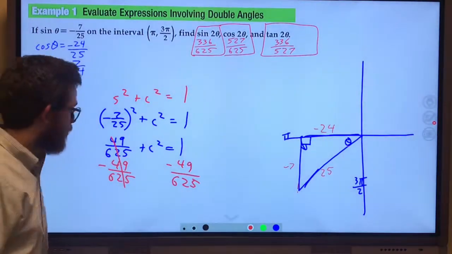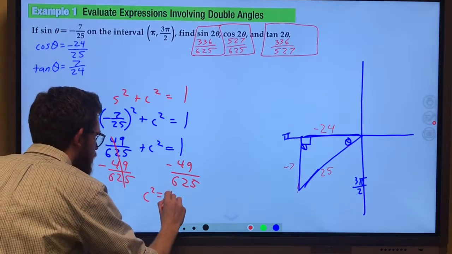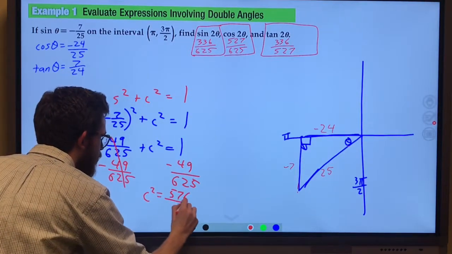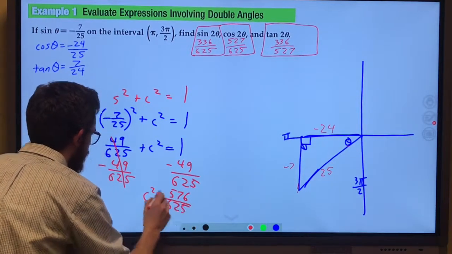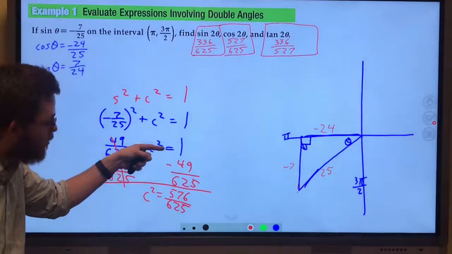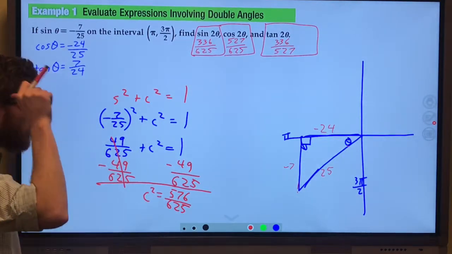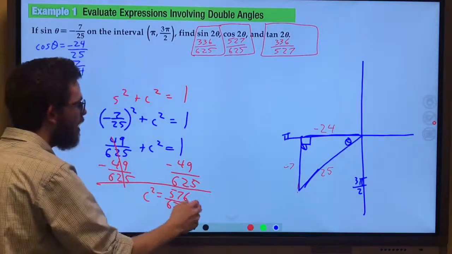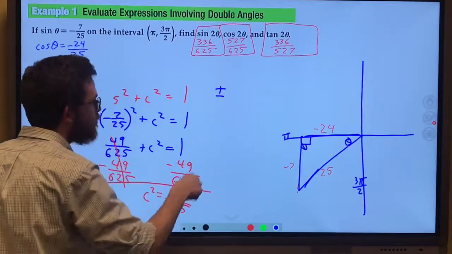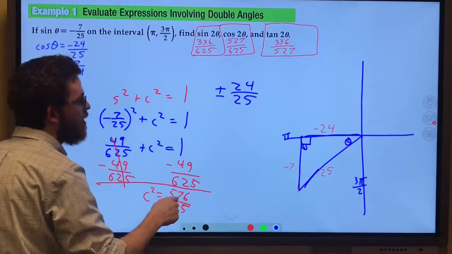All right, we get c squared equals 576 over 625. If you're wondering how I got that, 1 is 625 over 625 minus 49 over 625. We get 576 over 625. You take the square root of both sides, and we get a positive or negative 24 over 25.